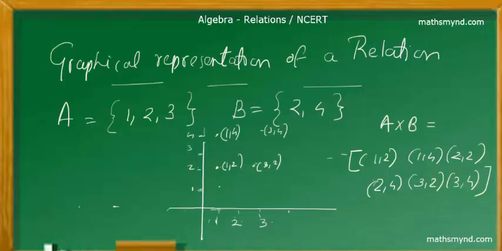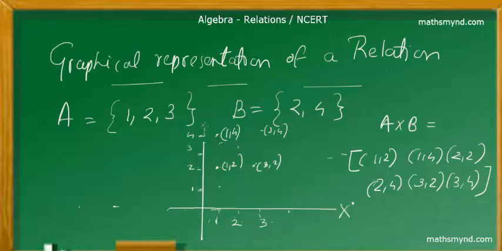Note that the pairing up of element 2 of A with the elements of B hasn't been drawn or indicated in this particular graph, to make it less confusing. So the idea is very simple. We are having the coordinate plane, the Cartesian coordinates. We are having the x and y axis.